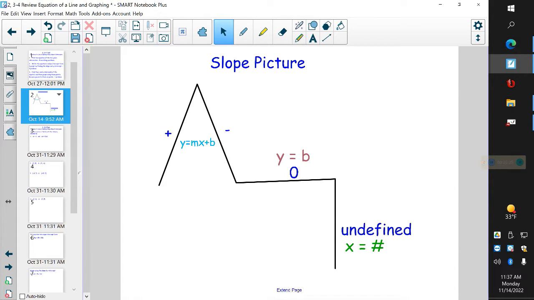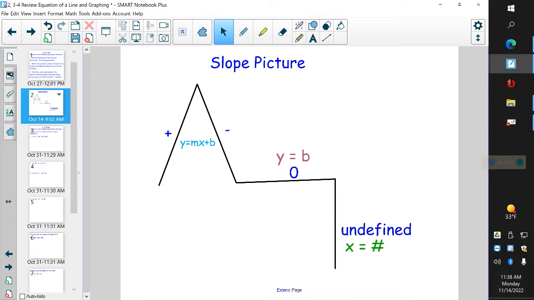Positive is going up the hill, negative is going down the hill, 0 is a 0 slope, and undefined is a vertical one. Yes? Any questions over that? How do you remember this? Y and x, y equals, x equals. Y and x, y equals, x equals.